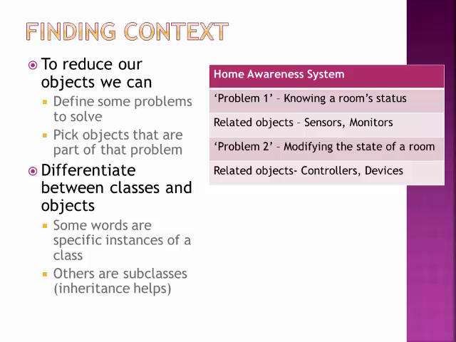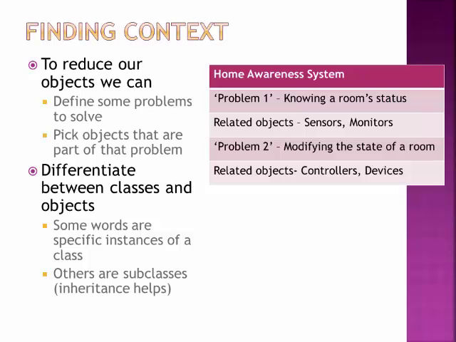We could also talk about modifying the state of the room. Again, making it more humid, making it hotter, making it colder. Related objects there are the controllers that would change that and the devices that would be involved. And these two things, you can see, are two related problems. I need to know the status in order to know what to modify. It's a nice set of problems to work with. And then I can figure out which objects and classes I need to pull in, and which ones I can leave out of the picture for now.